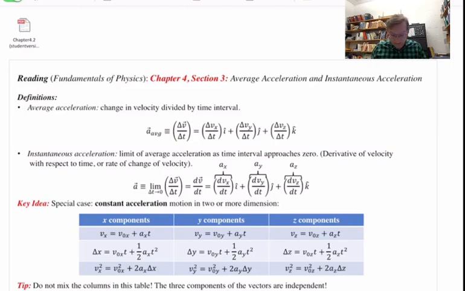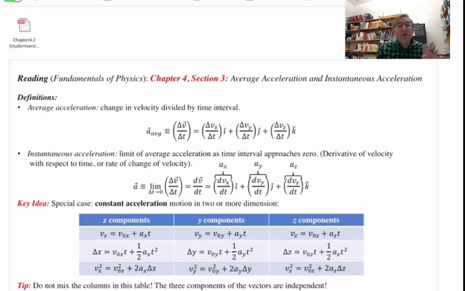Let's talk about physics. Today's video lecture is for Thursday, September 3rd, and it covers the reading in Chapter 4, Section 3. It is about average acceleration and instantaneous acceleration for motion in 2 or 3 dimensions. Again, I will emphasize, just like I did in the previous lecture where we talked about position, displacement, and velocity, both average velocity and instantaneous velocity, that none of the definitions of kinematic quantities that we started with in Chapter 2 are going to change. Same definitions for all these things as we had in Chapter 2.